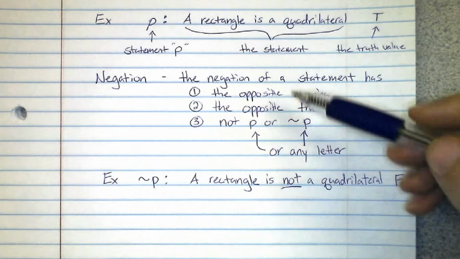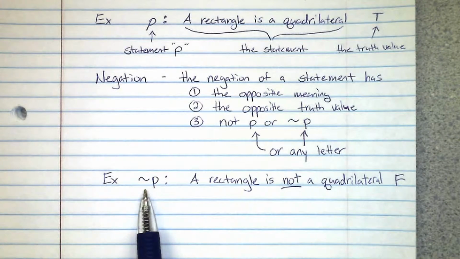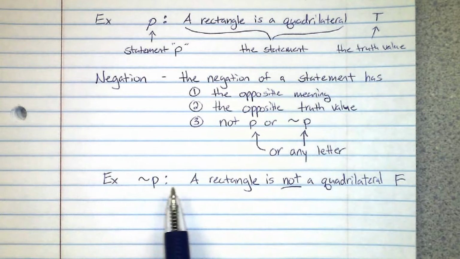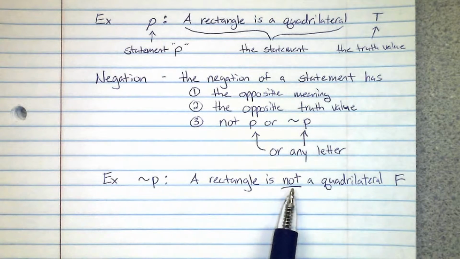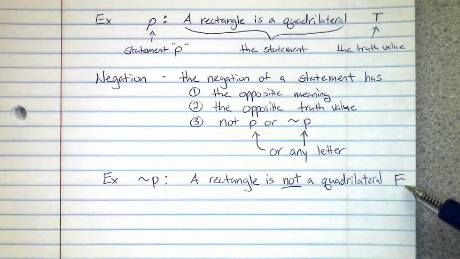So here you can see that we have the same statement negated. There's the tilde, so not P would be a rectangle is not a quadrilateral, and we know that's false, so the truth value is false.